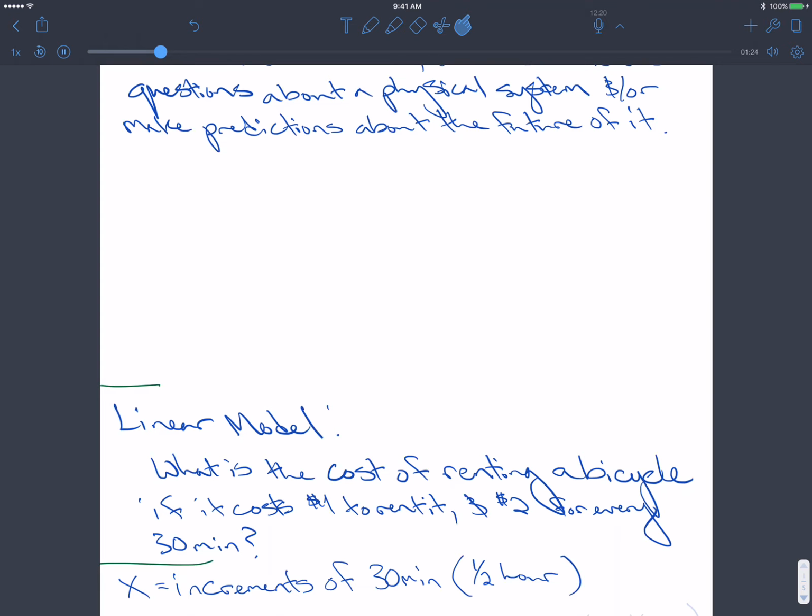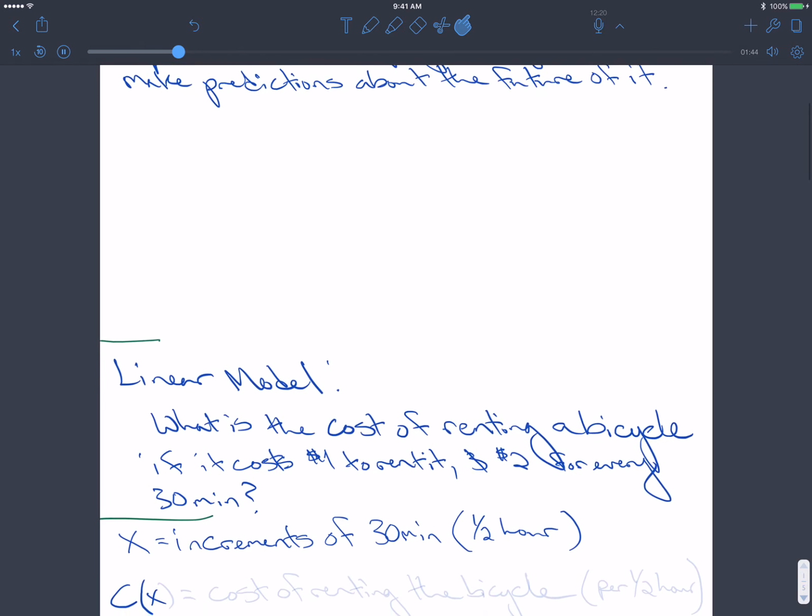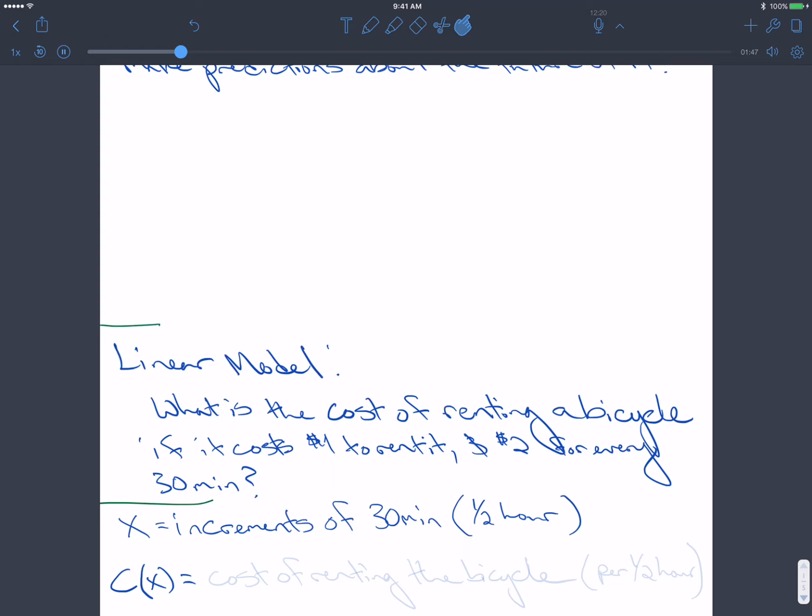Now the function, your default is always f of x, but that's just because you're saying a function of x. Now when we talk about a physical system, we typically name the function something that relates to the system. So in this sense, we are calculating the cost of renting the bicycle, so it's natural to make the function name c of x, and this is the cost of renting the bicycle.